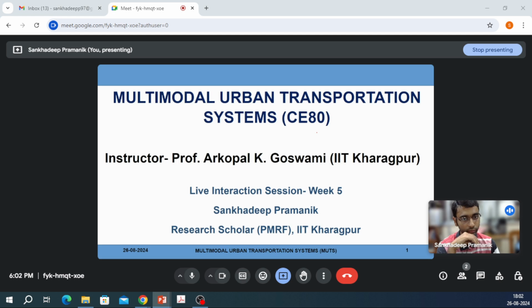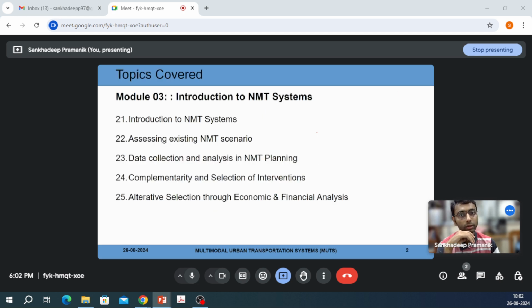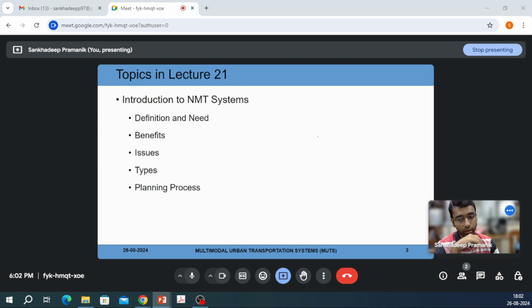In this week 5, we were discussing NMT systems, and we started with the definition and need of NMT systems, especially in Indian cities. Why should we go for them, what is the need for NMT systems like cycle? There are certain benefits like health benefits, environmental benefits, and also economically it is quite cheaper. So there are many benefits associated with these non-motorized transportation systems that we discussed.